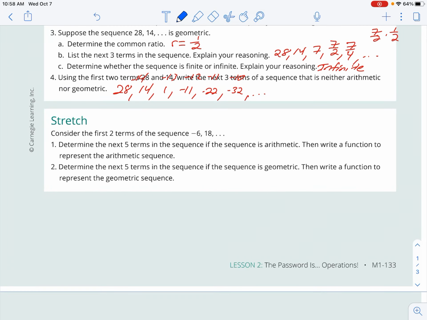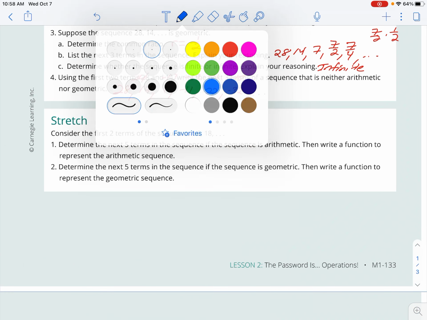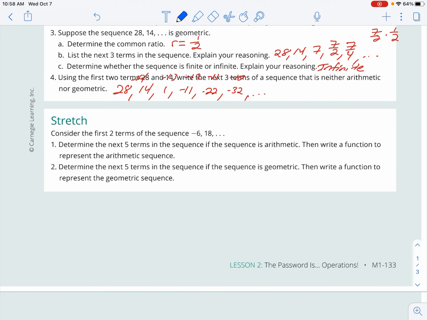All right, for tonight's assignment, we need to do the stretch 1 and 2. So let's go ahead and do that real quick. Consider the first two terms, -6 and 18. So we want to figure out, for question 1, if it's arithmetic, what are the next terms going to be? So if it's arithmetic, what we are looking for is a common difference. And what we should be doing is either adding or subtracting to go from one term to the next.